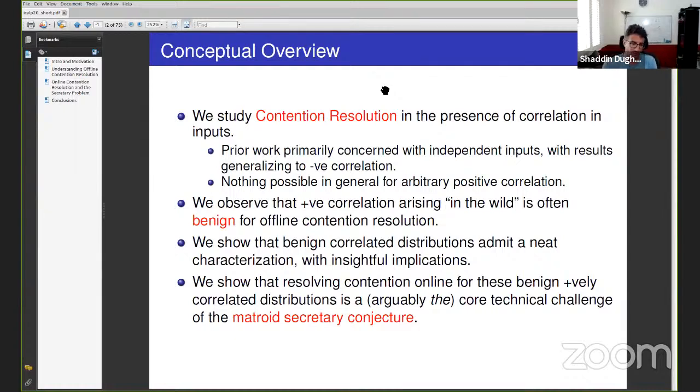So our results are twofold. First, we show that these benign correlated distributions have a nice finite inequality characterization, and this characterization has some pretty insightful and useful implications. And then second, we show that resolving contention online in the random arrival model for these benign positive correlated distributions is a core technical challenge, and I argue the core technical challenge of the Matroid secretary problem.